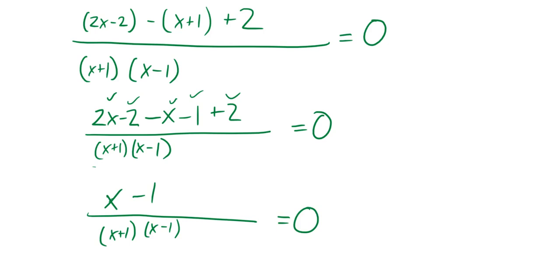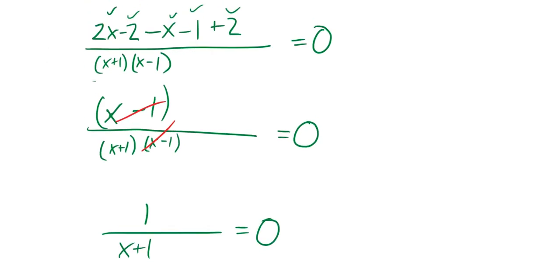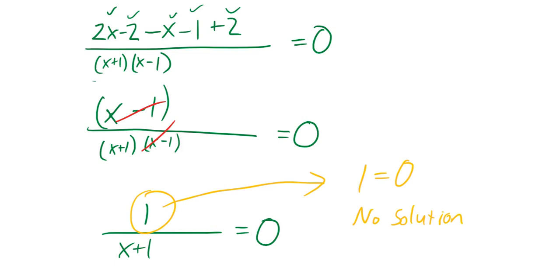I get this rational expression, which is interesting because here it looks like I have an x minus 1 on top and bottom. So I can cancel these out. And all I'm left with is 1 over x plus 1 equals 0. My last step is finding the zeros of the numerator. So it's me taking this and asking, what x value is going to make that numerator come out to 0? And the answer is no x value. There's no solution. That's correct. For this problem, there's no solution.